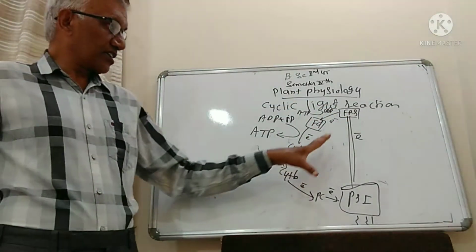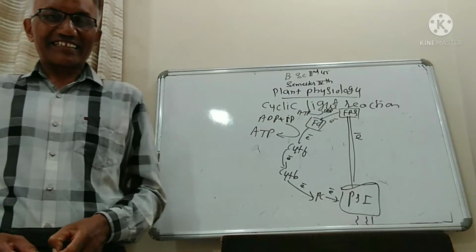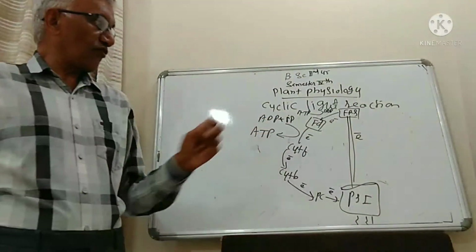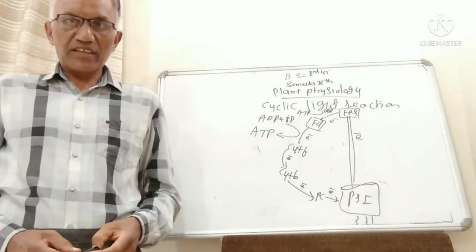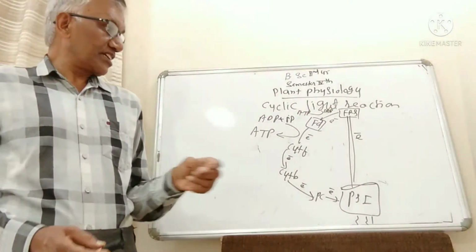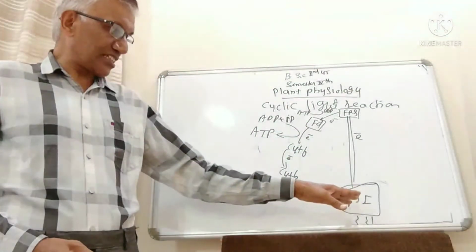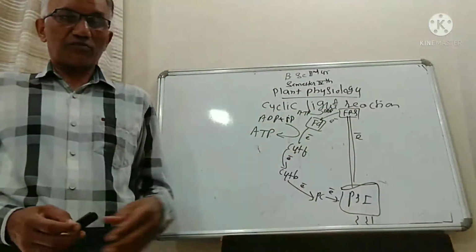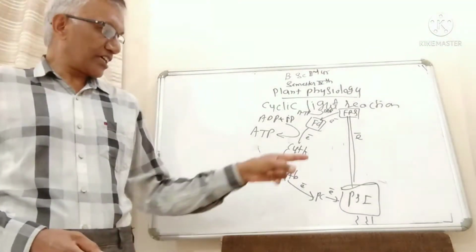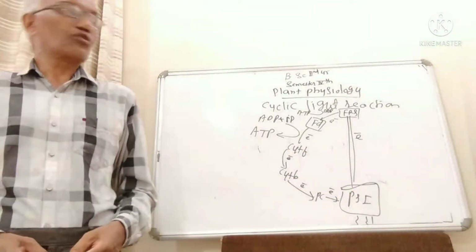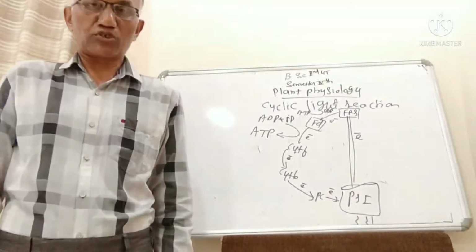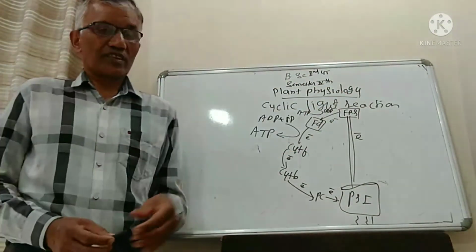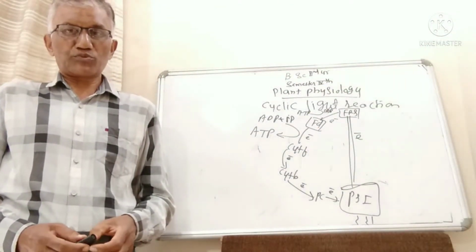Therefore the important aspect of cyclic light reaction or cyclic photophosphorylation is the synthesis of ready-made ATP molecules, a number of ATP molecules. So why is it called cyclic? Because the electrons which are ejected from pigment system 1, after going through different electron acceptor molecules, come back to the same chlorophyll molecules. Therefore it is known as cyclic light reaction or cyclic photophosphorylation. So this is about non-cyclic and cyclic photophosphorylation.